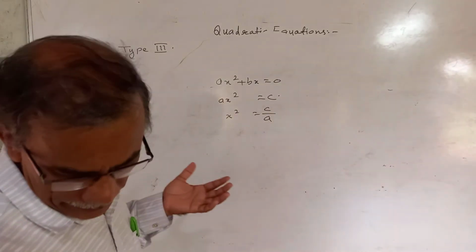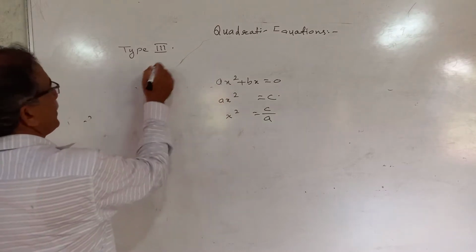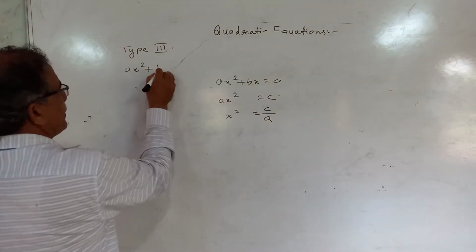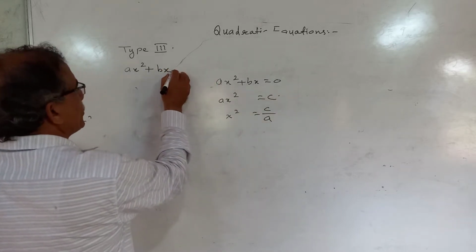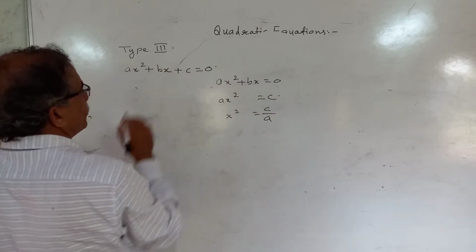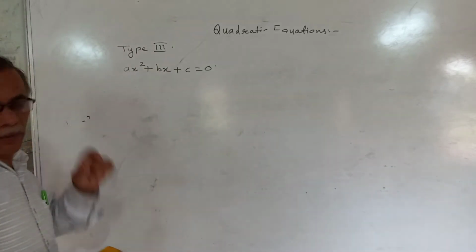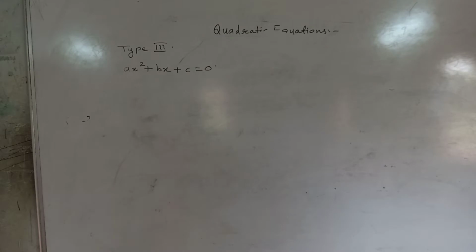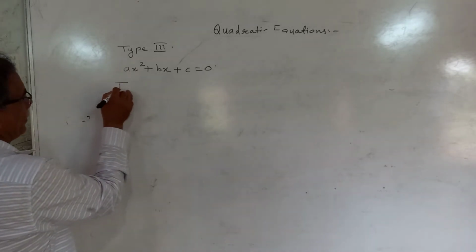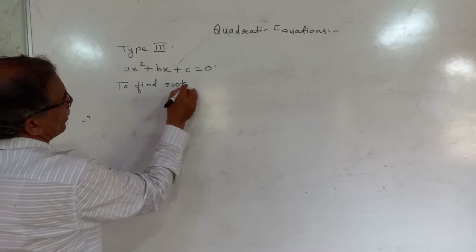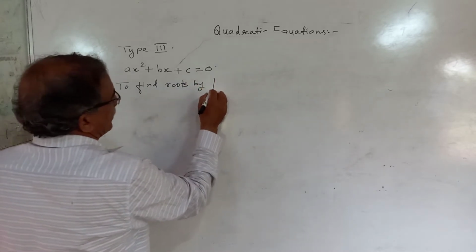Now type 3, where this ax square is there, plus this bx is there, and plus this c is also there, is equal to 0. So this is called standard form of quadratic equation. And if you want to find the roots of this equation, there are 3 different methods. One is to find roots by factorization.